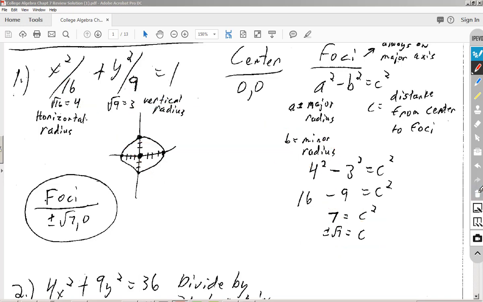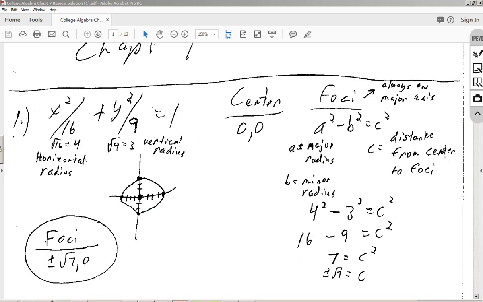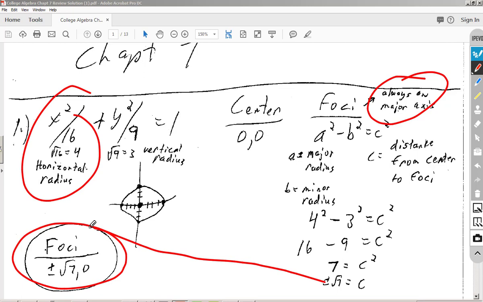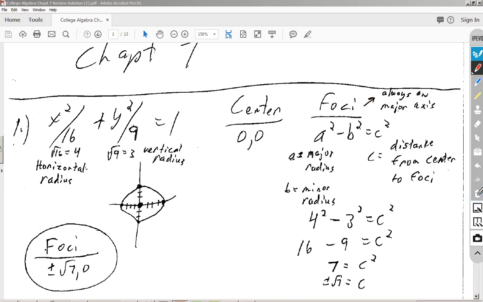So remember, your focus is always on your major axis. Since our major axis is the x, when I actually go to list this as an ordered pair, I list that as plus minus the square root of 7 and 0. And that is graphing and finding the foci of number 1.